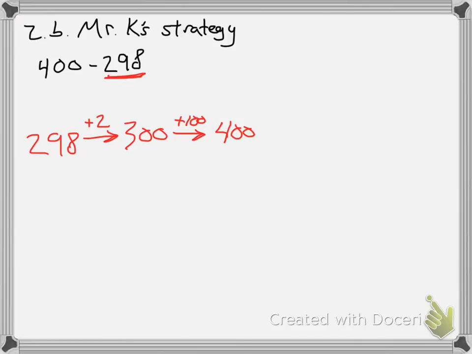And then of course I need to come up here and see what I added. So I added 102. So there is my final answer. And as you can see, that was a lot faster. It's just that you have to have the confidence to be able to do it.